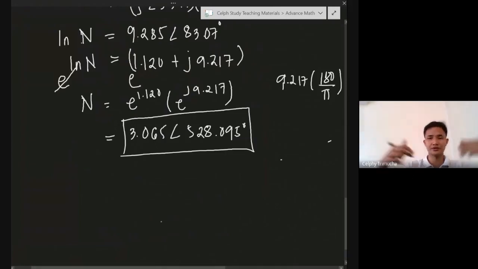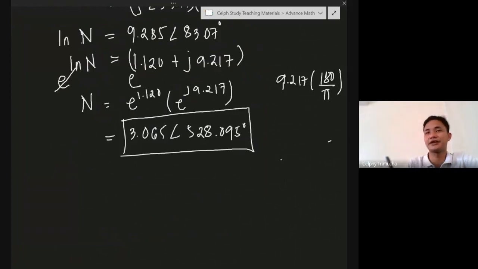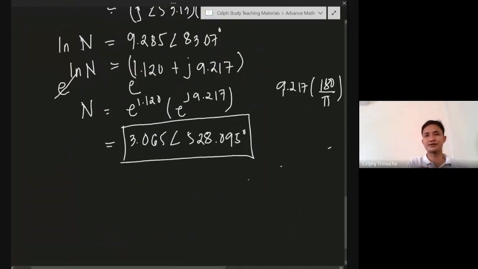Okay, any questions so far on the solving, or clarification before we solve another example?